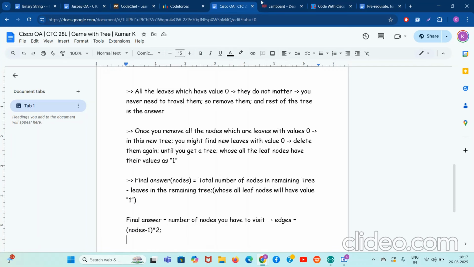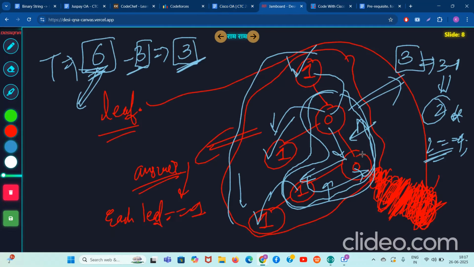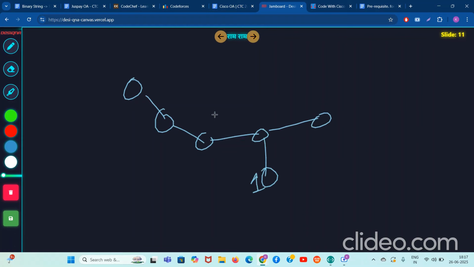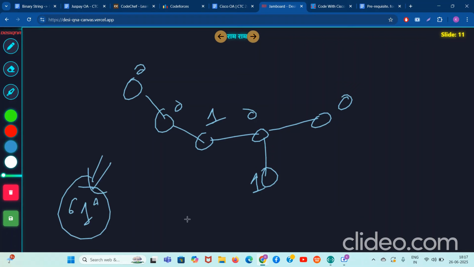And the most important thing, I just removed the zeros because zero leaves never need to be visited, na. It is common sense. Let's say this is a tree, okay, let's say this is 1, this is 1, this is 0, 0, 0. So which nodes do I need to travel? I need to touch all the ones in my shortest path.